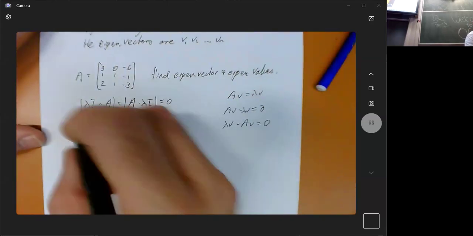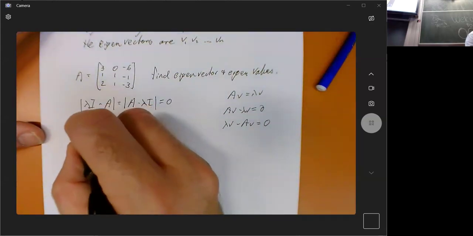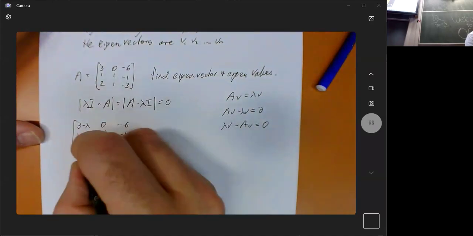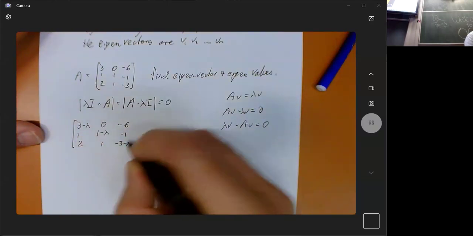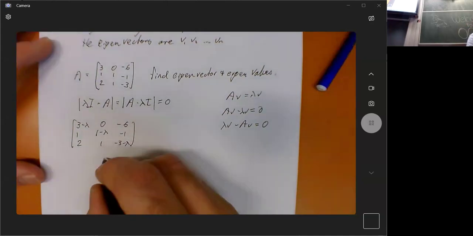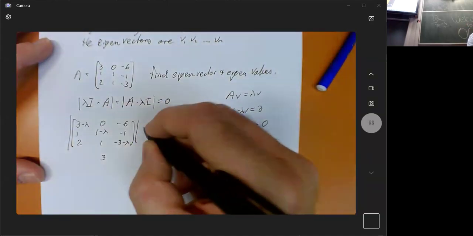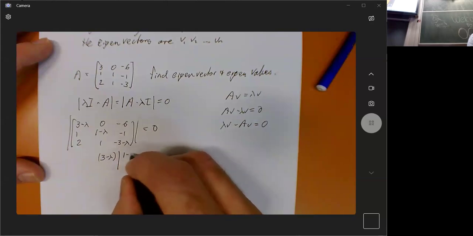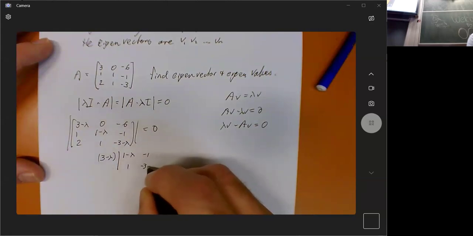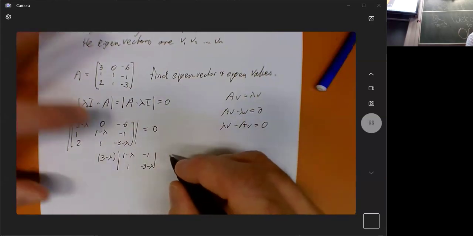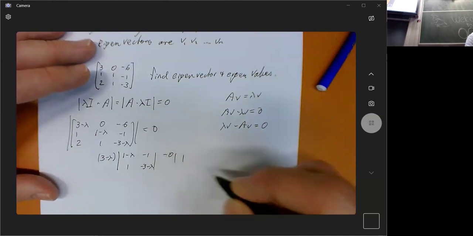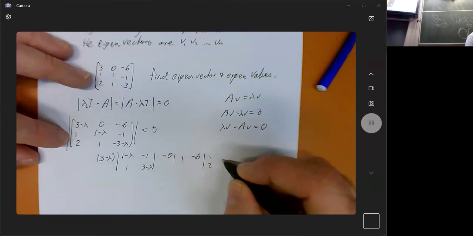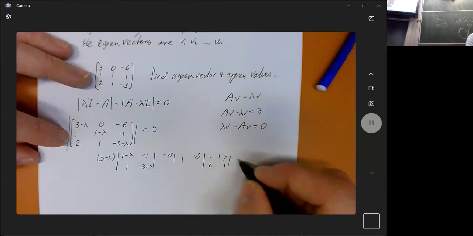And quite often I like doing this because it's easier to just write out: 3 minus lambda, 0, minus 6; 1, 1 minus lambda, minus 1; 2, 1, minus 3 minus lambda. Okay, expand across the top. So we're doing the determinant of that equal to 0: 3 minus lambda by the subdeterminant 1 minus lambda, minus 1, 1, minus 3 minus lambda, and then 0 by something or other, I'm not even going to write it out, and then plus minus 6 by, take out the row and the column, 1, 2, 1 minus lambda, 1, all equal to 0.